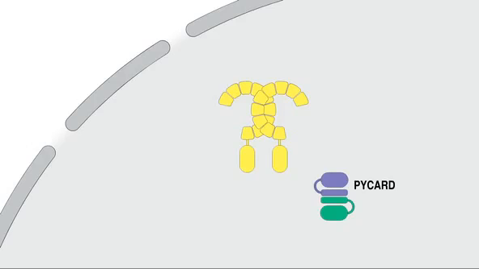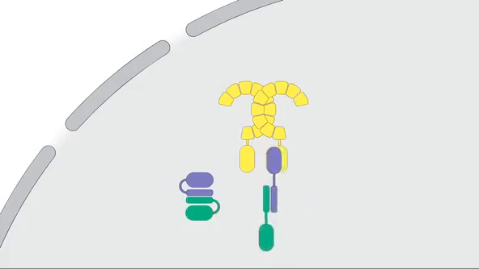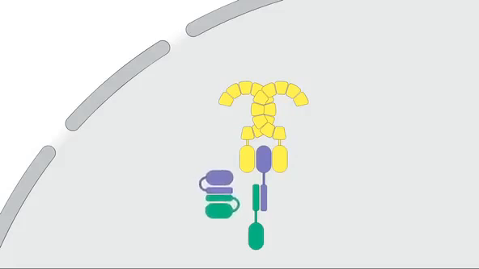The adaptor protein picard resides in the cytoplasm in association with an inactive form, or proenzyme, of caspase-1. Picard associates with pro-caspase-1 through the interactions between their card domains. In this conformation, pro-caspase-1 is maintained in an inactive state. When picard is recruited to the NALP3 dimer, their conformations are altered.